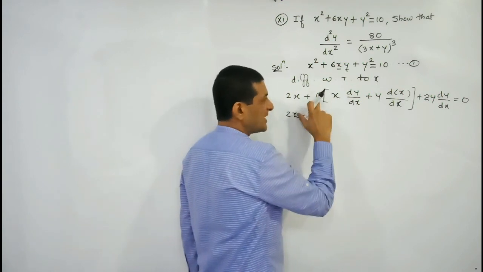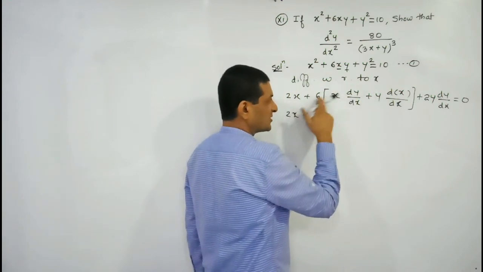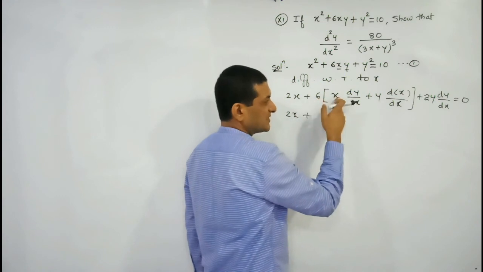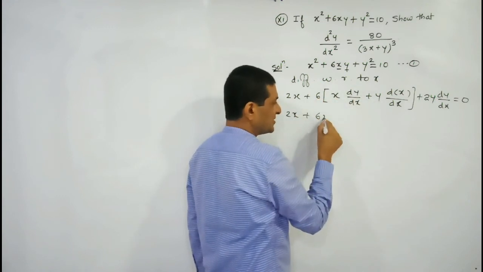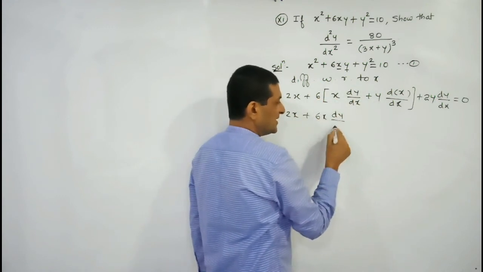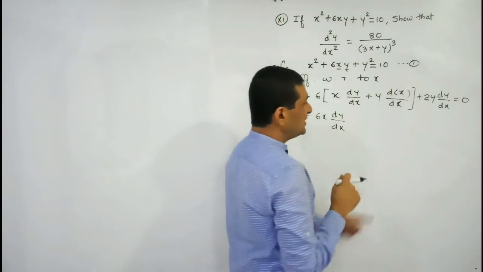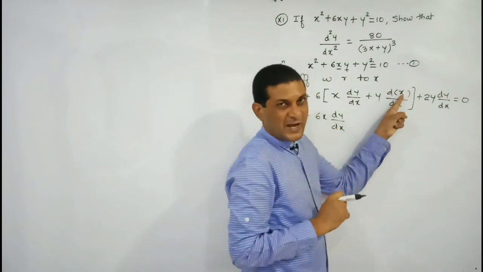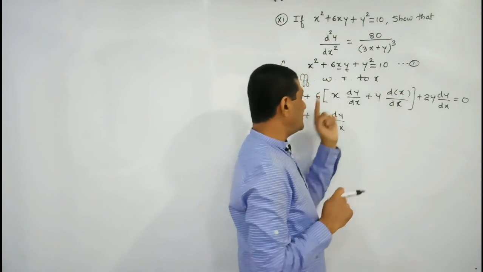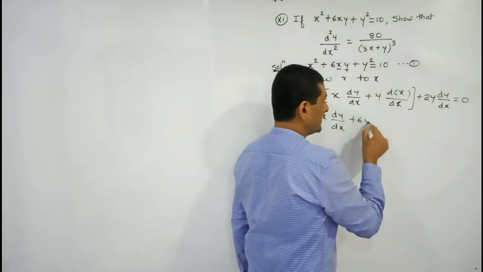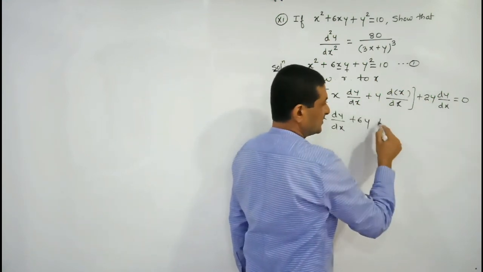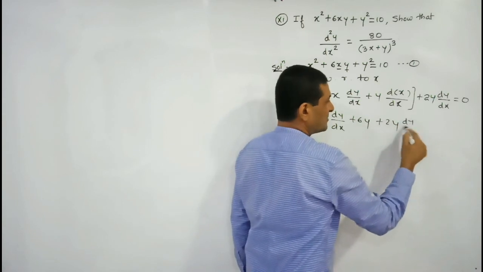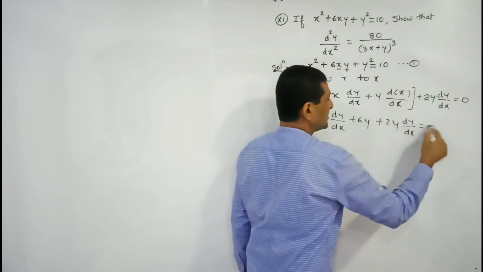I am multiplying 6x to both the terms in this bracket. 6 into x is 6x, so the first term will be 6x dy by dx. Now here the derivative of x will be equal to 1, and 1 into y is y, and y into 6 will be equal to 6y. And this plus term, keep it as it is, 2y dy by dx is equal to 0.